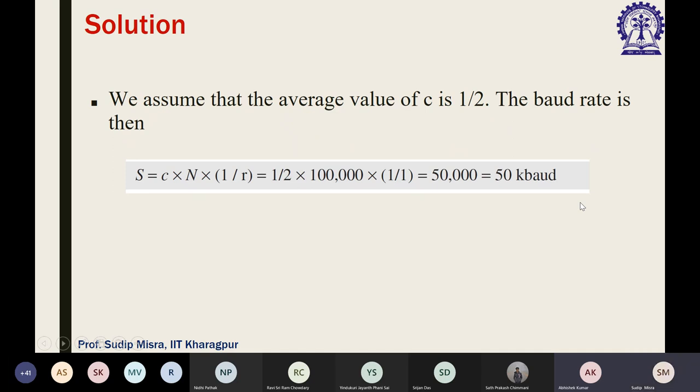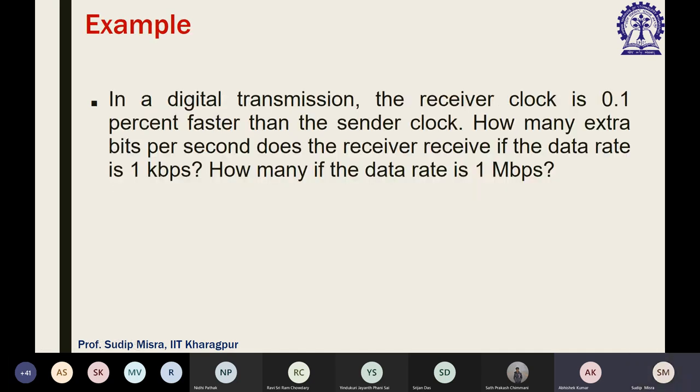Now let us look at another problem. In a digital transmission, the receiver clock is 0.1% faster than the sender clock. How many extra bits per second does the receiver receive if the data rate is 1 kbps? And then the question is how many it is going to receive if the data rate is 1 Mbps.